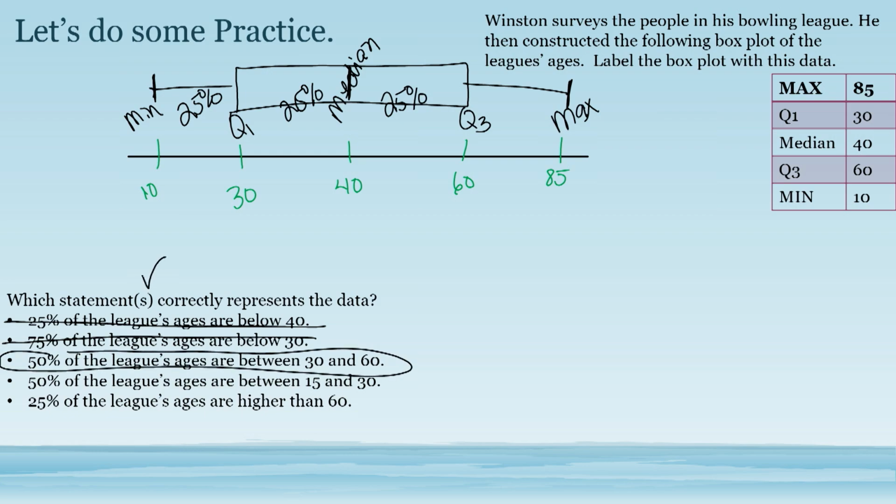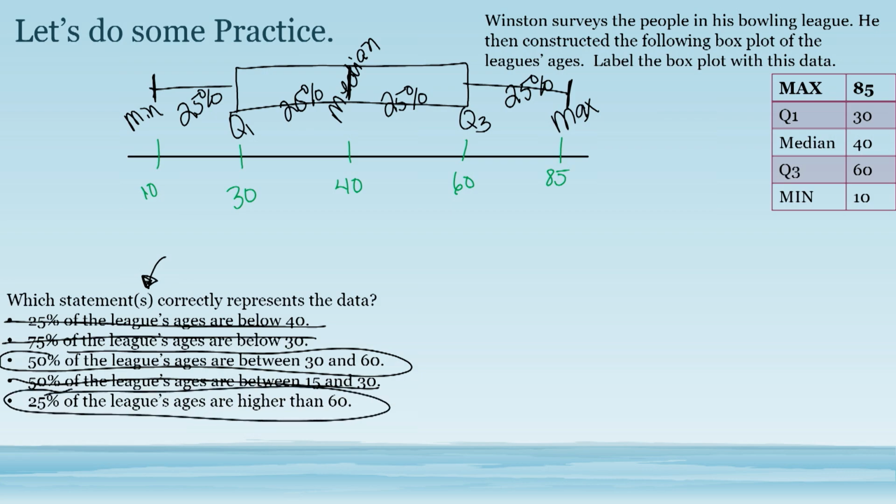But see right here where it says statements, that means it can be more than one. So let's look. 50% of the league's ages are between 15 and 30. Well, no, because we really don't know anything about the number 15, so that's not the answer. 25% of the league's ages are higher than 60. Well, 60 is my Q3, and this is 25% to my max, so this is also an answer.